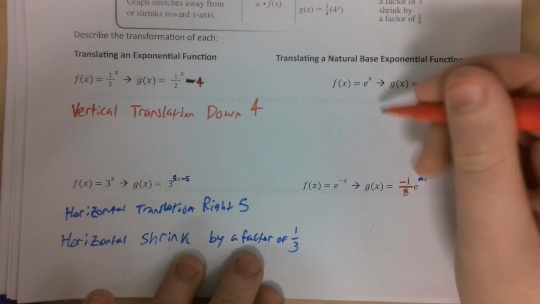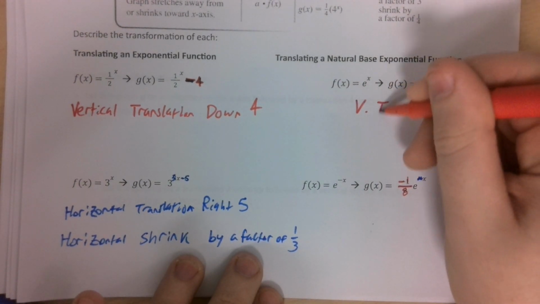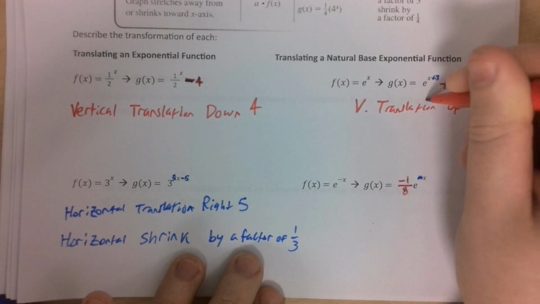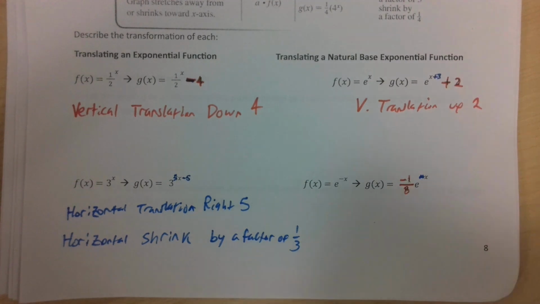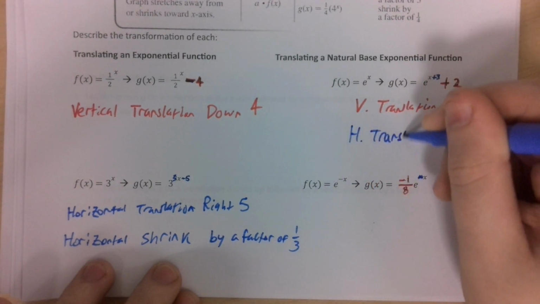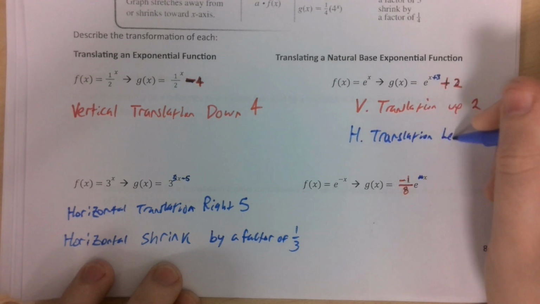Over here with the +2, we know that's going to be a vertical translation up 2, because we're adding 2 to the end. And since we're adding 2 to the 3, we know it's going to be a horizontal translation left 3.